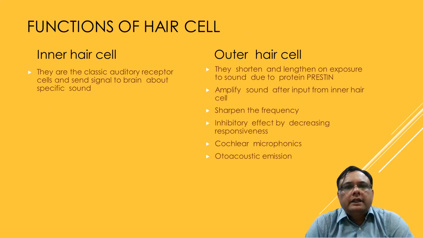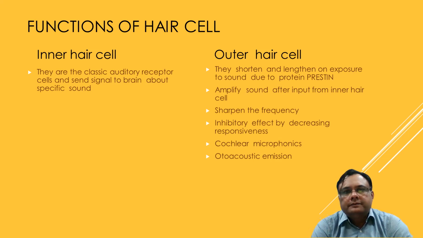Functions of hair cells. There are two types of hair cells: outer hair cells and inner hair cells. Outer hair cells shorten and lengthen on exposure to sound due to the protein prestin. They amplify sound after input from inner hair cells, sharpen the frequency, and have an inhibitory effect by decreasing responsiveness. Cochlear microphonics and otoacoustic emissions are related. Inner hair cells are the classic auditory receptor cells and send signals to the brain about specific sound.